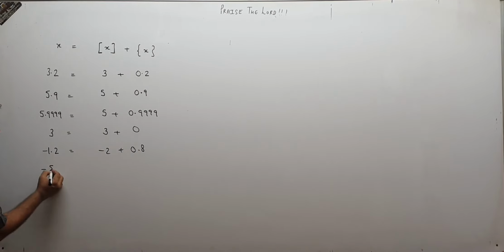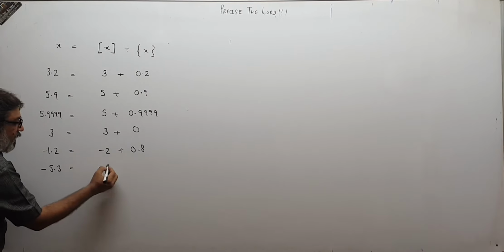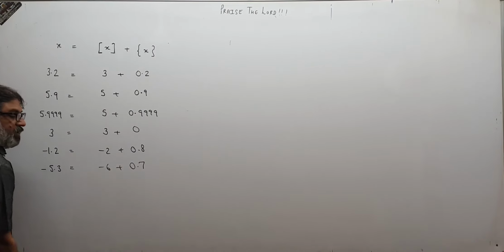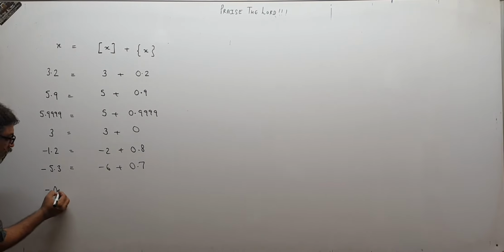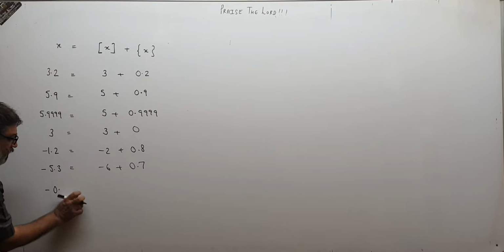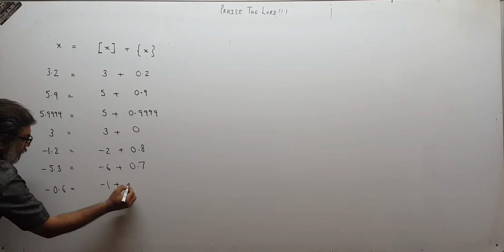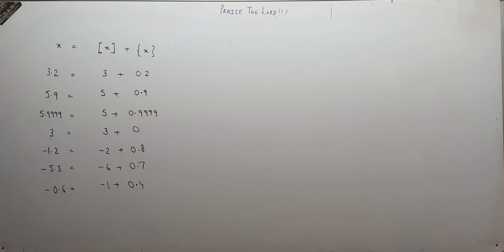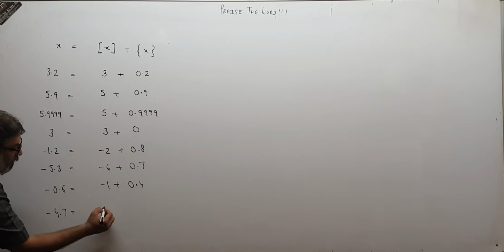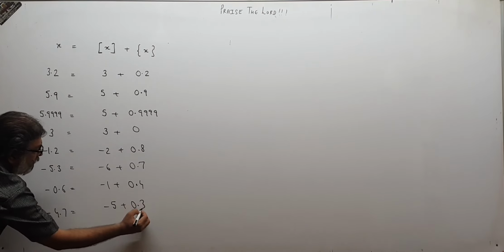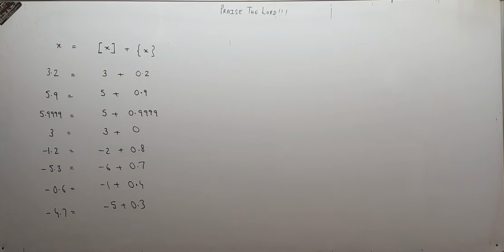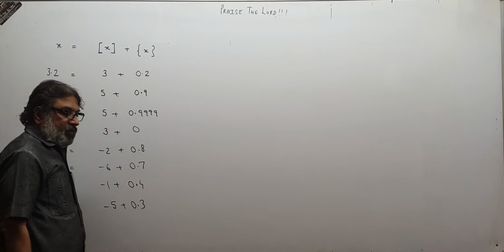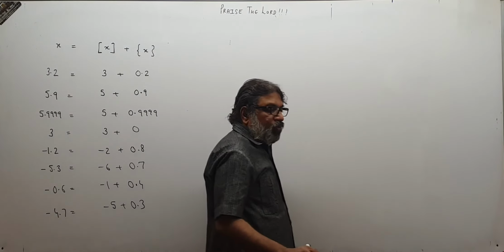If I am having minus 5.3, so I cannot write minus 5 minus 0.3. I will write it as minus 6 plus 0.7. This is the integer part, this is the fractional part. If I am having minus 0.3 or minus 0.6 supposing, so this will be minus 1 plus 0.4. If I am having minus 4.7, that will be minus 5 plus 0.3. So now children, please understand, that is okay, I told you how to do it.